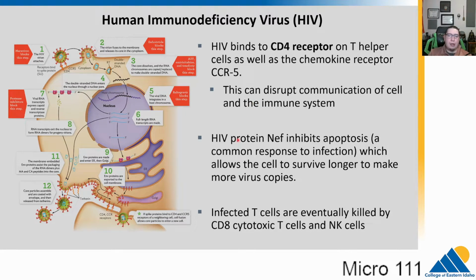One protein that HIV makes is called Nef. Nef inhibits apoptosis. So apoptosis is programmed cell death. Usually when cells get infected with viruses, they go through programmed cell death to destroy themselves. That destroys the virus. So HIV prevents that from happening, prolonging the cell's life, meaning more viral copies are made. Eventually, those infected T cells will be destroyed by cytotoxic CD8 T cells. Over time, that's going to lead to a diminishing of the immune system.